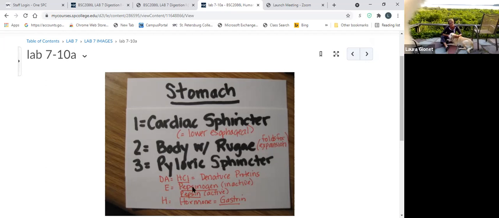Pepsinogen is found in there. That is an inactive form of pepsin. It's going to be converted by hydrochloric acid. And then the stomach also releases the hormone gastrin. But those we will primarily look at next week, because there'll be a chart that you're going to fill out using that information.